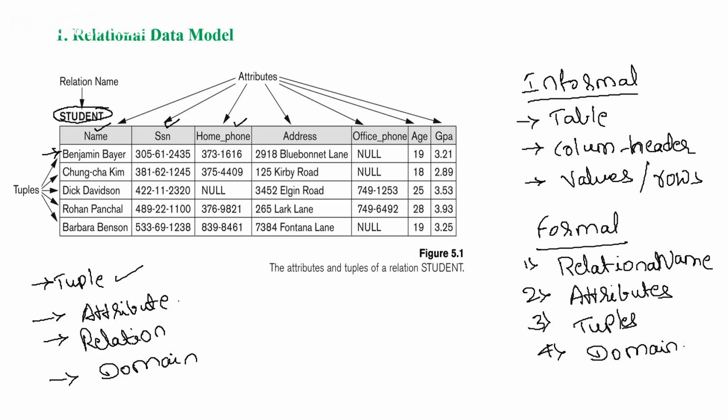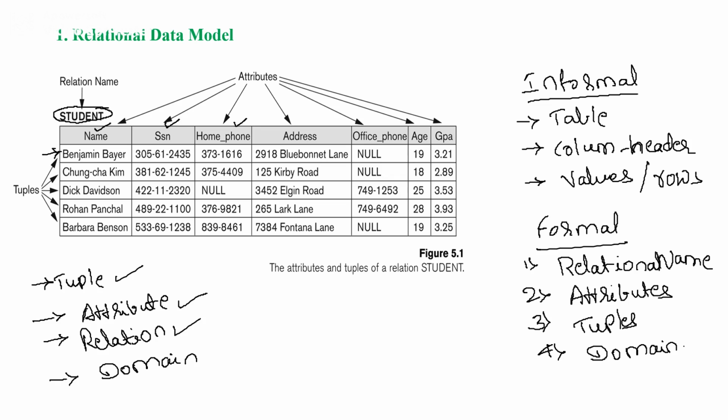Then attribute. The attribute, informally called a column header, represents the meaning or classification of a particular attribute value of a table. For example, a student has a name, SSN, and home phone number; those are the column headers of that table. In the formal definition we call it an attribute of a table. So next one is relation.